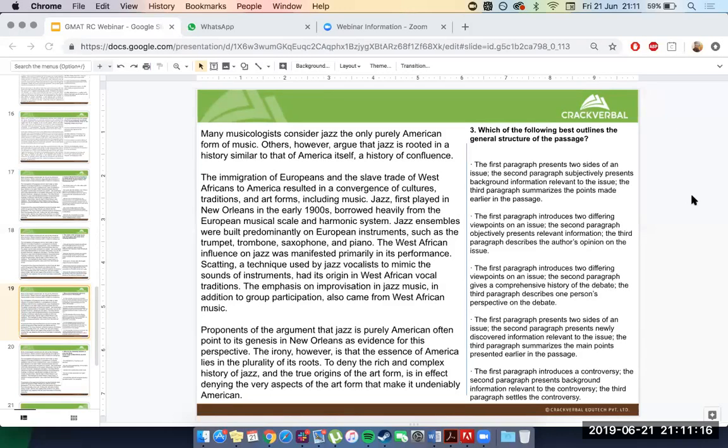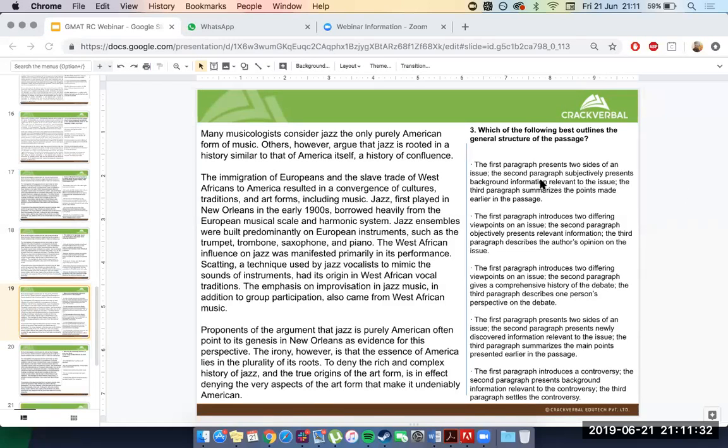They will just state what they believe as a fact and then try to give information to back it up, right? So that's why we cannot say that it settles the controversy, because it does not give us an objectively correct answer as to what jazz is. It's just telling us what the author thinks jazz is.